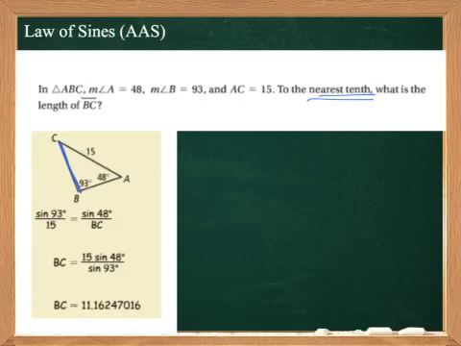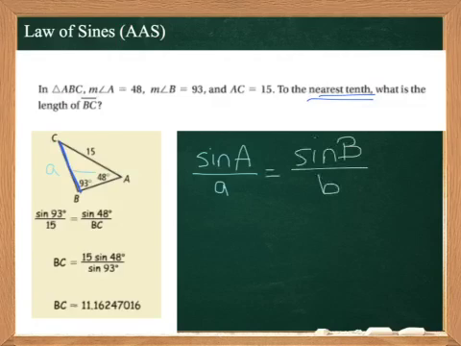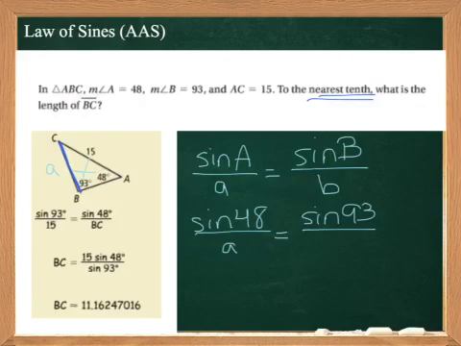We set up a proportion because if we're looking at angle A, the sine of angle A over side a, which would be the side opposite it, so this is our a, has to equal the sine of angle B over side b. Well, the sine of 48 degrees over a, which we don't know, would have to equal the sine of 93 degrees over side b, which is 15. So that's where we get this proportion from.